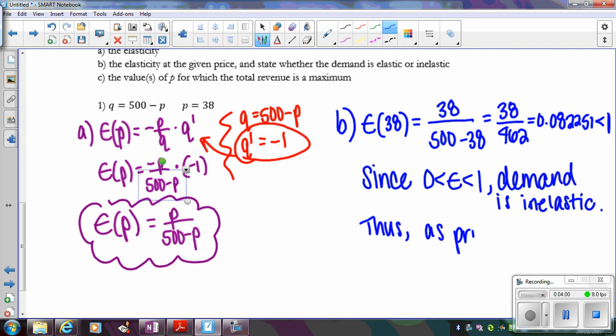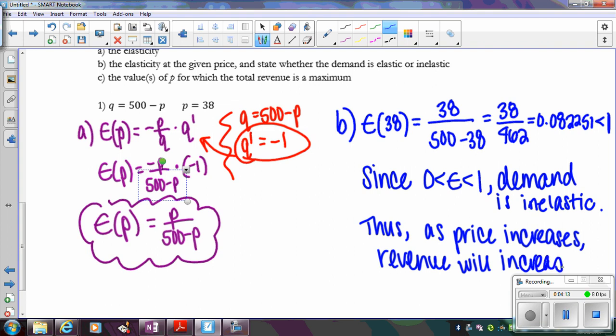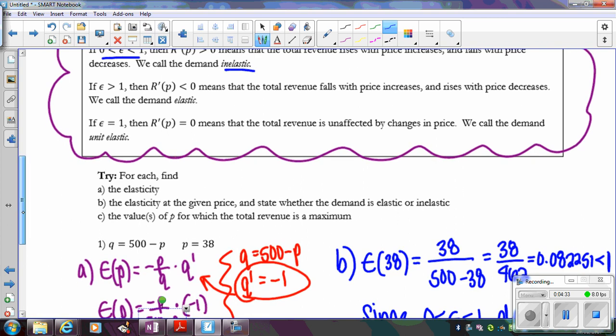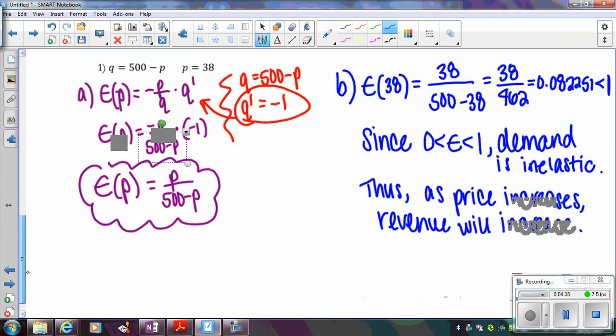So to conclude from that, as price increases, the revenue will also increase, or vice versa. If price decreases, well, then revenue is going to decrease. I basically just looked up in my chart here to make that conclusion. So I got inelastic, and then if price increases, then revenue will increase as well. So that's the conclusion part.